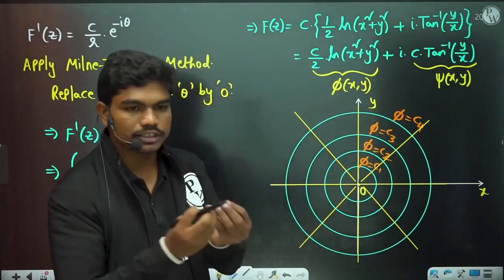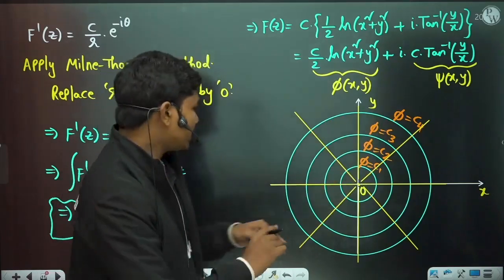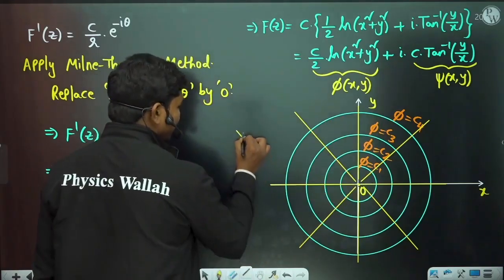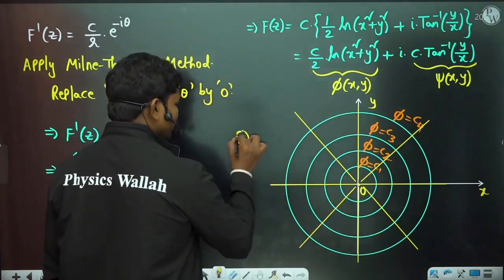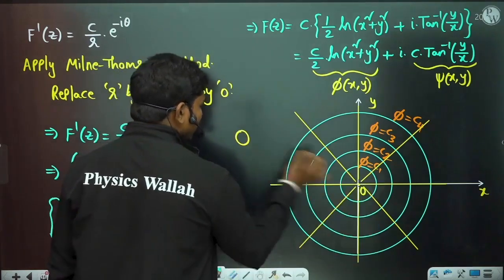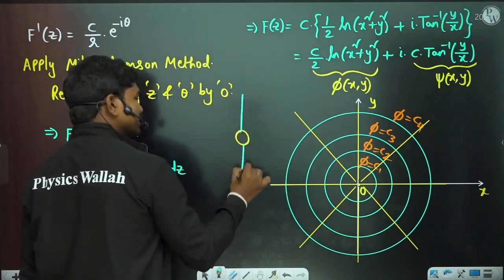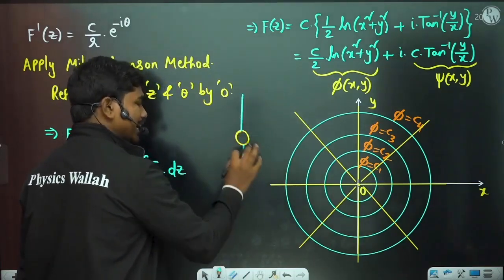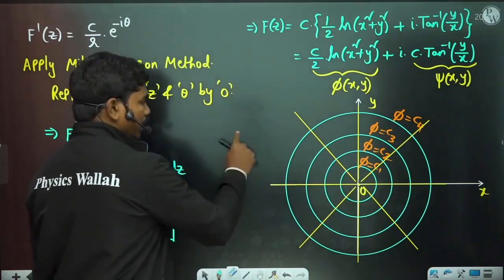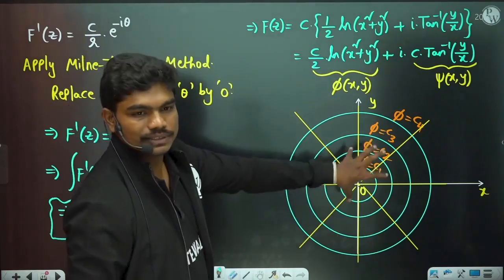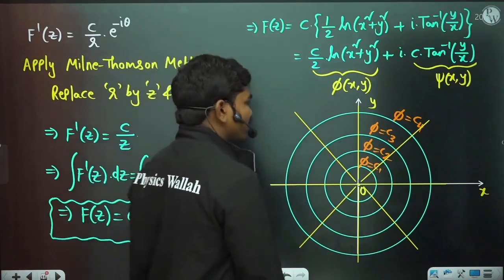Because practically speaking, if you take some thickness, let us suppose the source is something like this. We have taken it as a point, but if the source is something like this, fluid starts coming out in this direction and in this direction. So these two streamlines do not meet actually. That's why I'm not meeting them at that point, but actually they are the radial lines which are passing through the origin. Okay, so now tell me one thing.